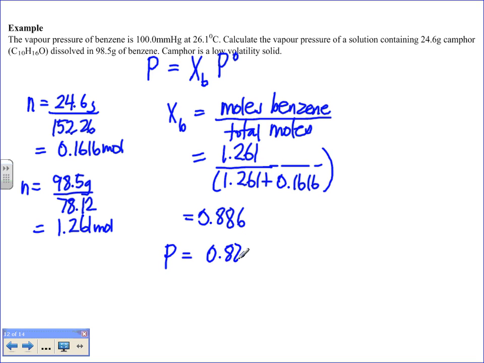So the new pressure is 0.886 times 100, which is 88.6 millimeters of mercury. And as expected, we have a vapor pressure lowering.